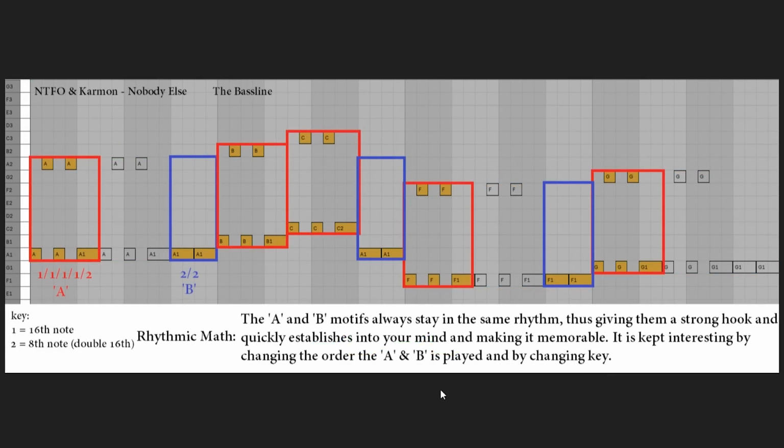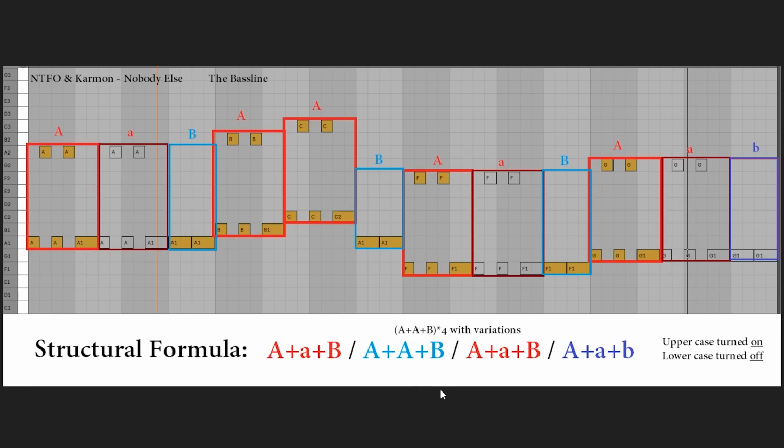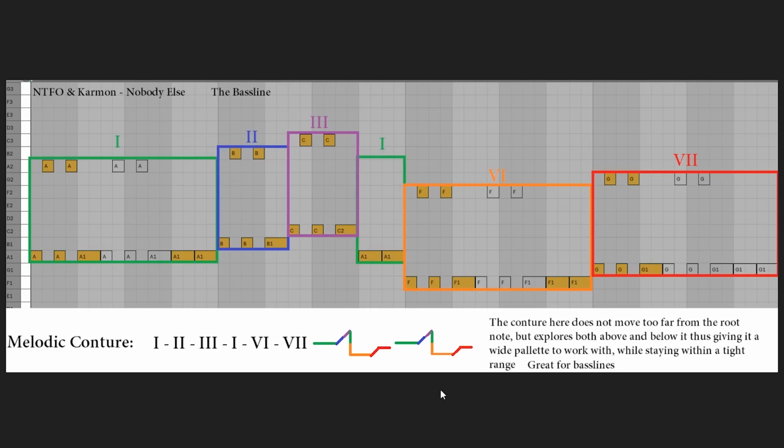Right then, so just to recap, there are three portions to this melodic math formula. First is the rhythm, and the rhythm is dictated by 1 equals a 16th note, and it duplicates as you would expect. So 2 is an 8th, 3 would be a 16th note plus an 8th note. And then you've got the structural formula, which is A plus B, but there are variations within that that turn it off. And then the contour again, so 1 to 2 to 3 to 1 to 6 to 7, so it goes up then down, and it will do that in a wavy motion.